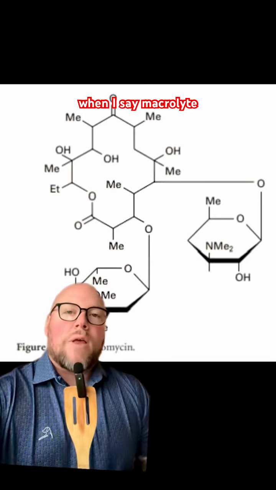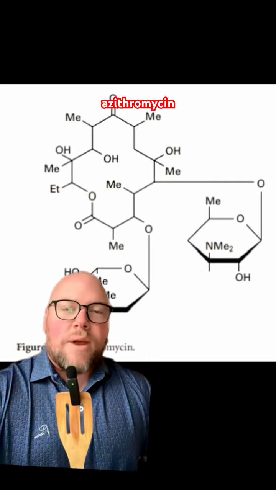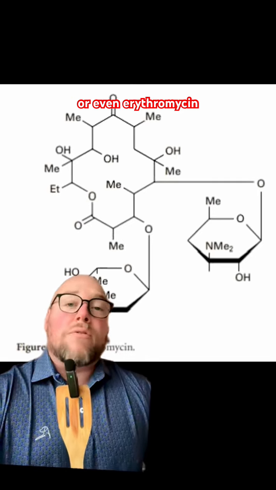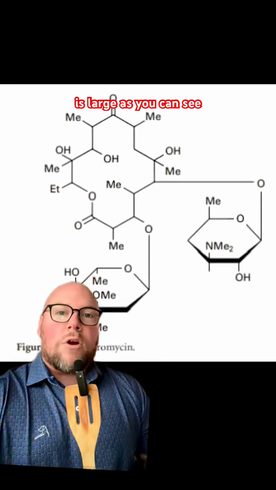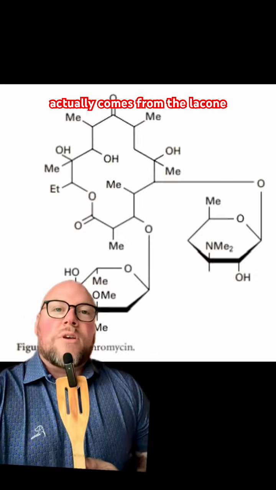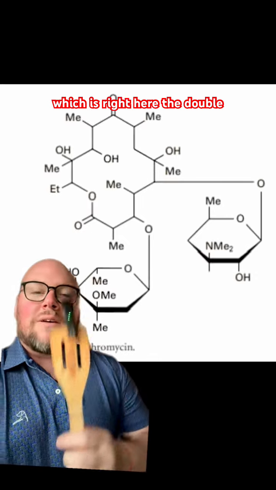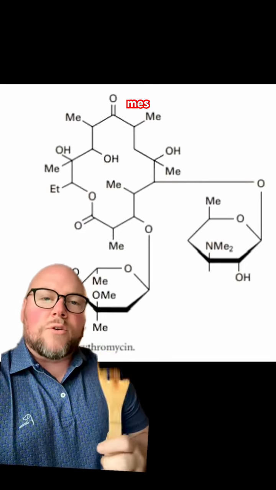So when I say macrolide, I actually mean a class of antibiotics that you would know as azithromycin, clarithromycin, or even erythromycin. The term macrolide actually stems from its structure. Macro is large. As you can see, it's a very large 14-minimum carbon ring. And the lide actually comes from the lactone, which is right here, the double bond O. It stems from that, as well as these two sugar moieties that are attached to it.